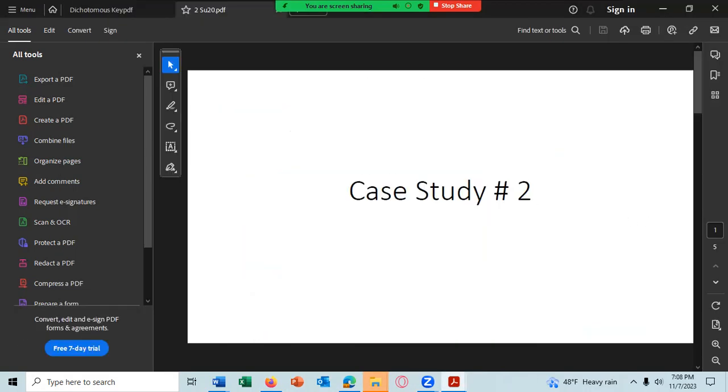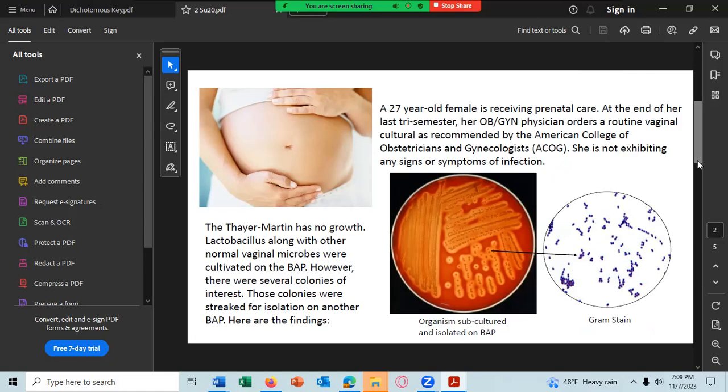Why I want to talk about case study 2 is it's not entirely clear what is going on. A 27-year-old female is receiving prenatal care, and her OB-GYN physician orders a routine culture of her vagina just to see if everything's okay. And when they did that, they streaked it out on a blood agar plate, and you can see the beta hemolysis here. Oops, wasn't supposed to tell you that. You can see hemolysis here, and there's the gram stain. You can blow it up to determine what that is.